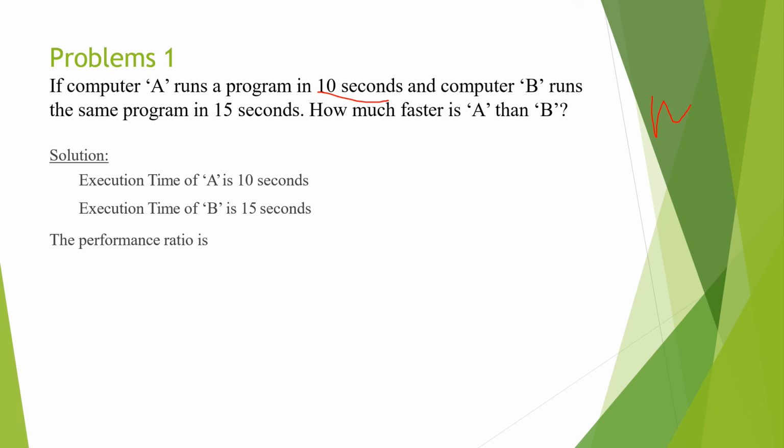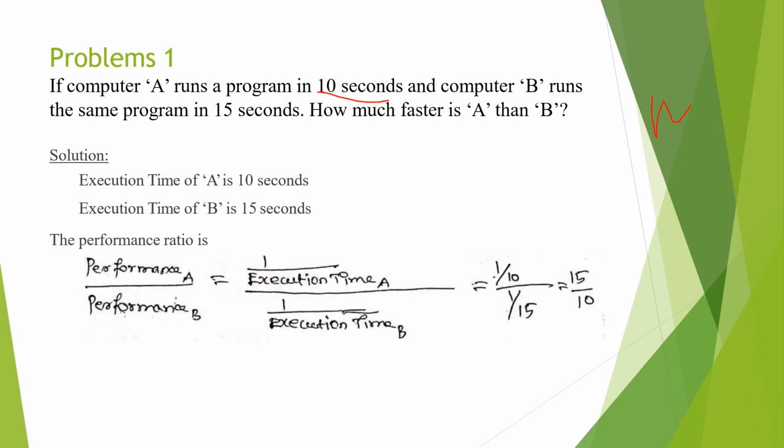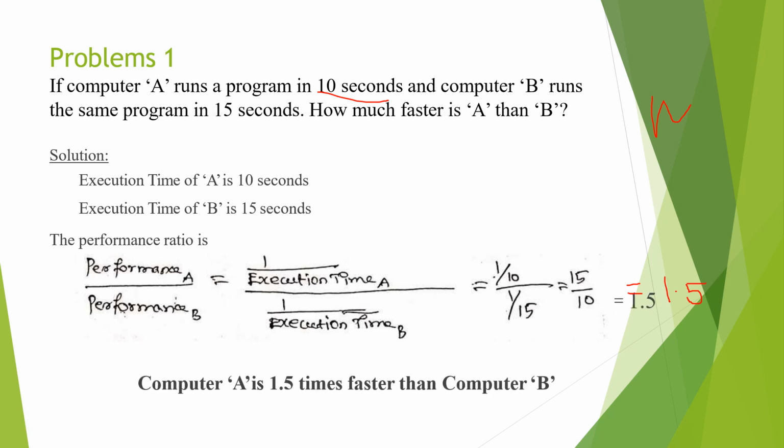We know the formula: the performance ratio is performance of A divided by performance of B. The performance equation is 1 divided by execution time of A divided by 1 divided by execution time of B. You know the execution times of computers A and B, so substitute in the equation, and finally we get 15 divided by 10, which is equal to 1.5. So we can state that the n value is 1.5. So computer A is 1.5 times faster than computer B.